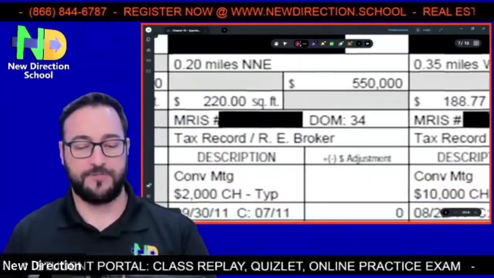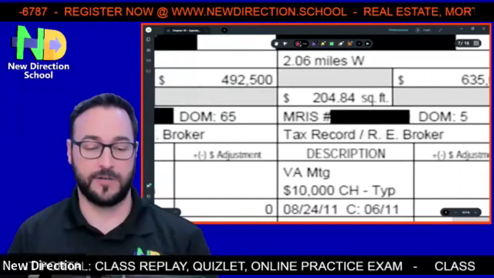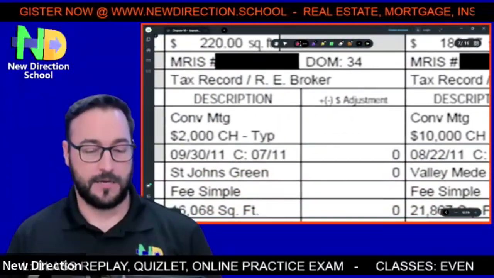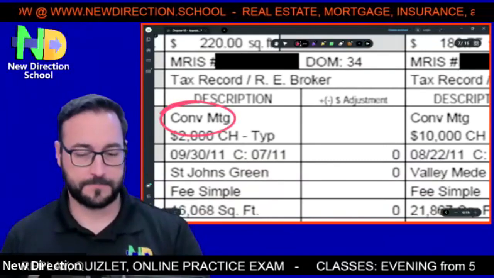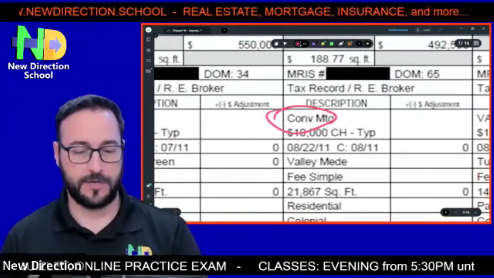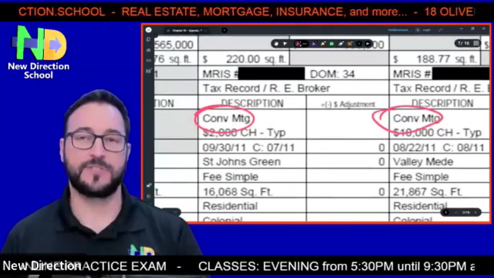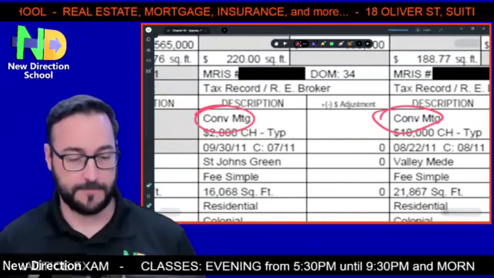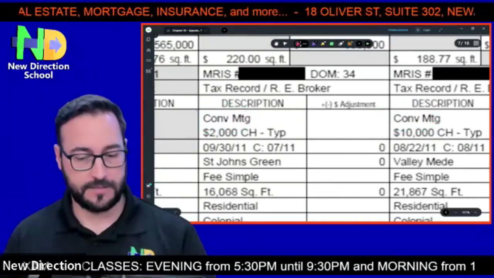This property was 34 days on the market, 65 days on the market, 5 days on the market. These are things to consider. It was purchased with a conventional mortgage. Conventional mortgage. This was a VA mortgage. The type of sale does affect, as we said before, the value.